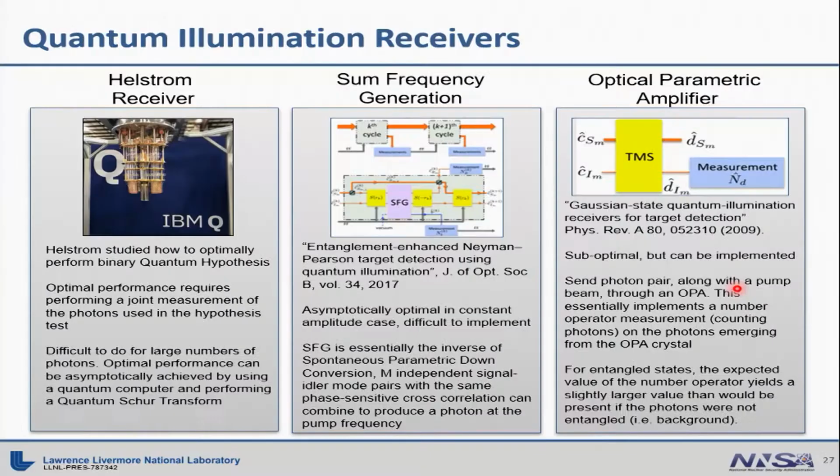But it turns out you can actually asymptotically achieve the same performance that Helstrom said you could using a quantum computer. You'd use a quantum computer, collect all the states from the environments, and then perform something called a quantum Schur transform. And that would allow you to actually achieve, at least in the limit of large numbers of photons, the same performance that Helstrom promised.